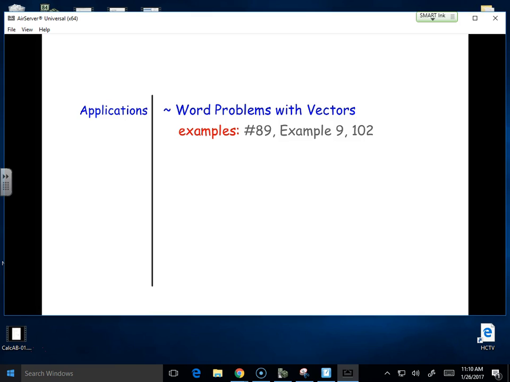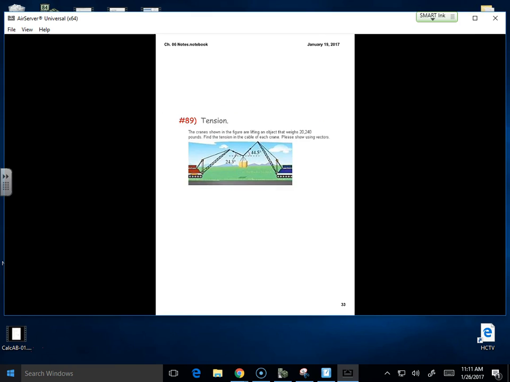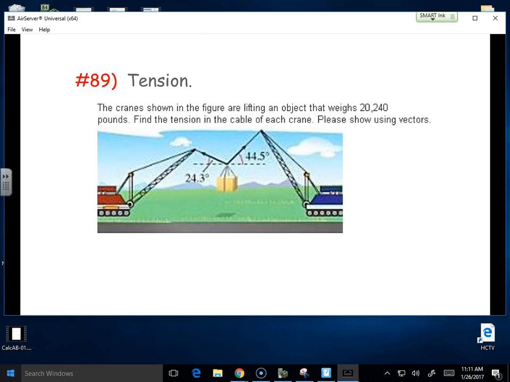Uh-oh, it's about to get a lot more juicy. Let's do one like an example. How about we do one from homework? Wait, we have been doing homework.